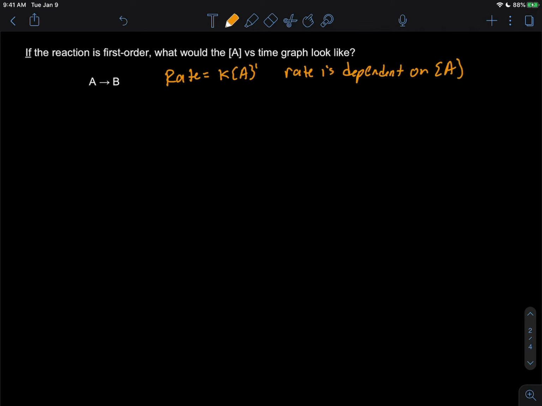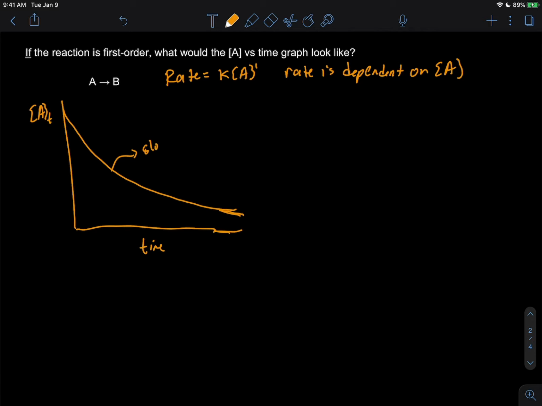If we were to do the same thing that we just did with zero order, plotting concentration of A versus time, we would see that there's actually not a linear relationship between concentration and time. Again, our slope in this case is equal to the change in concentration of A over change in time, which is the opposite of our reaction rate.